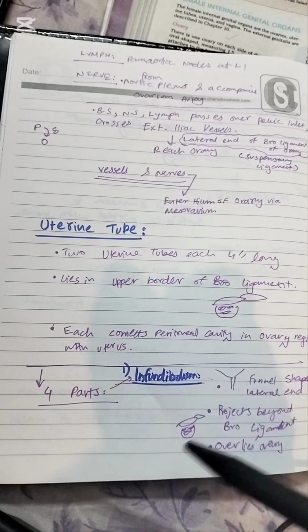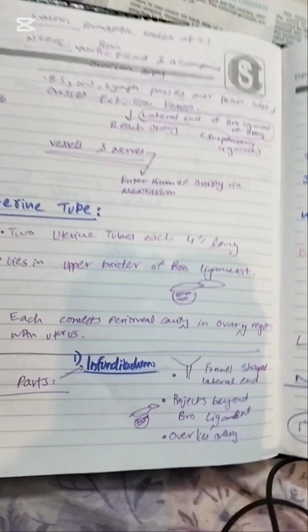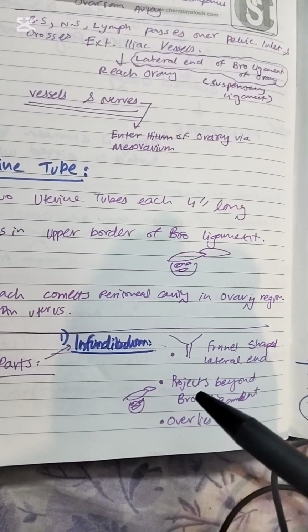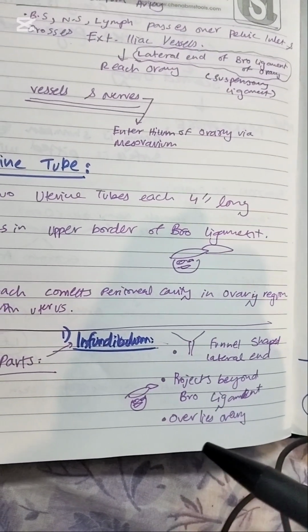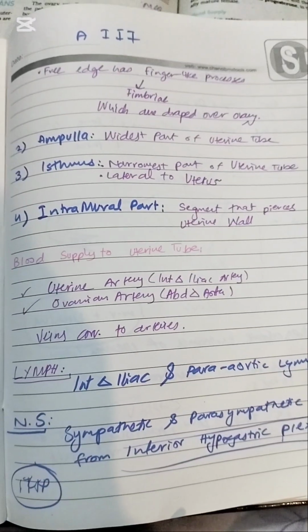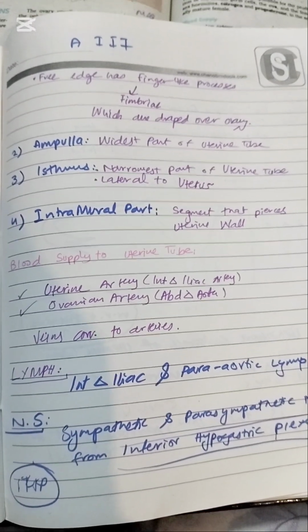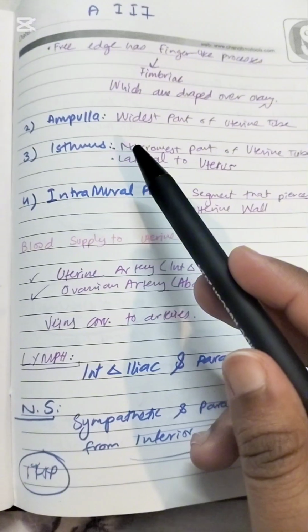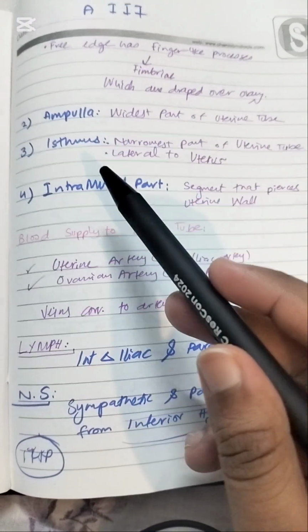First, let's talk about the infundibulum, which looks like a funnel. It is at the lateral end and is funnel shaped. It projects beyond the broad ligament. The free edge of the infundibulum has finger-like processes called the fimbriae, which are draped over the ovary. Now let's talk about the ampulla. The ampulla is the widest part of the uterine tube. Now let's talk about the isthmus.